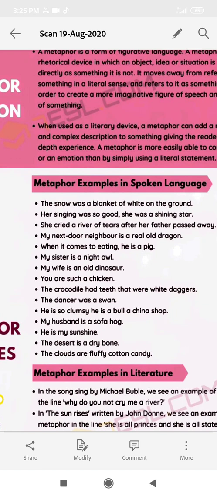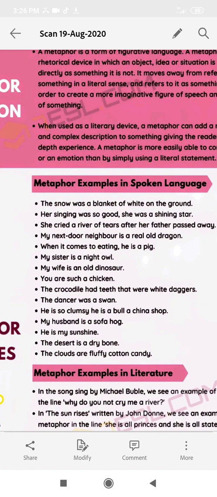Her singing was so good, she was a shining star. She was a shining star. So she was compared with shining star. But here એકદમ સ્ટ્રોંગ કમ્પેરિઝન છે. એ શાઇનિંગ સ્ટાર જેવી છે એવું નથી કહેવામાં આવ્યું. એ શાઇનિંગ સ્ટાર જ છે. બરાબર, એ ગર્લ જે છે એ શાઇનિંગ સ્ટાર જ છે એવું કહેવાયું છે. So it is metaphor figure of speech.